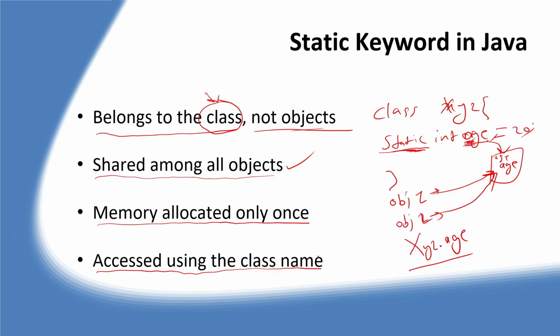So the static keyword makes a member belong to the class instead of individual objects. And since it belongs to the class, only one copy exists in memory, regardless of how many objects are created. So static members can be accessed directly by the class name.